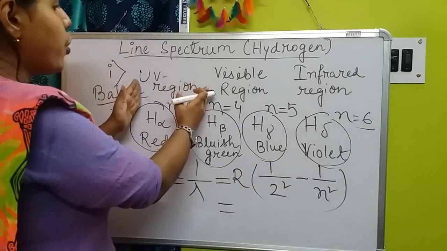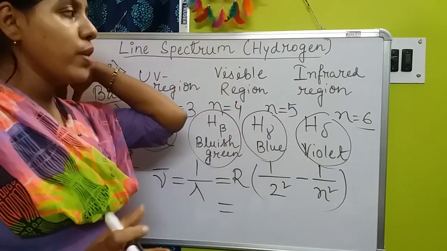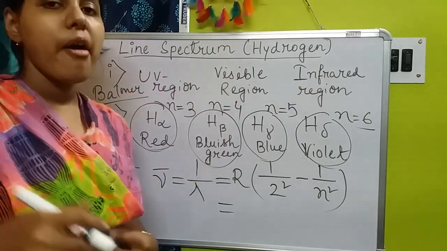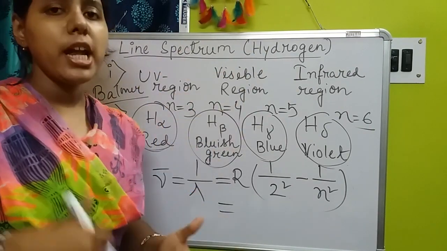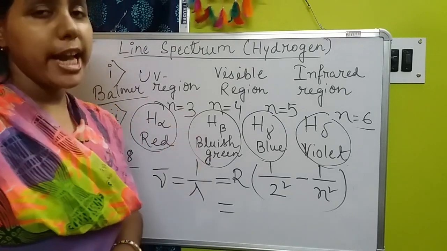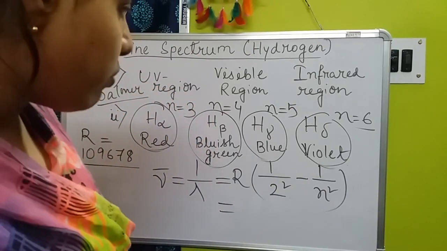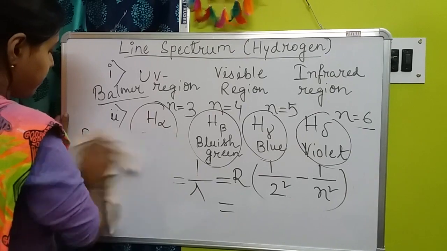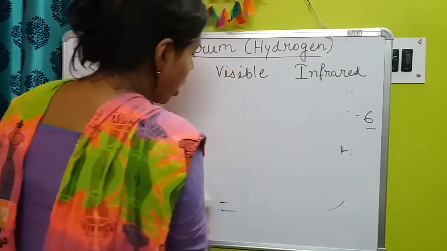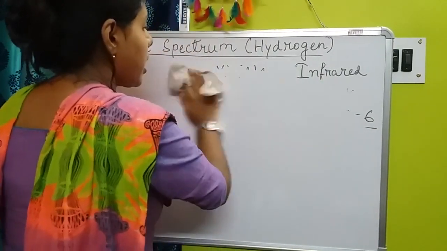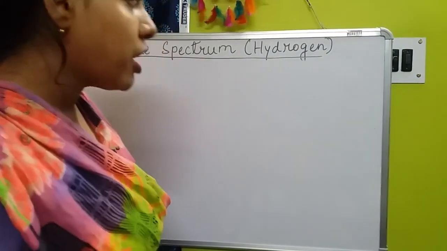But still, the UV region and the infrared region, these two regions that we cannot see, also contain various wavelengths, right? So these two were discovered by other scientists, and those regions were named according to their names. Here we will see different regions as per the name of the discoverer, and all the wavelength values are obtained by using the Rydberg equation.